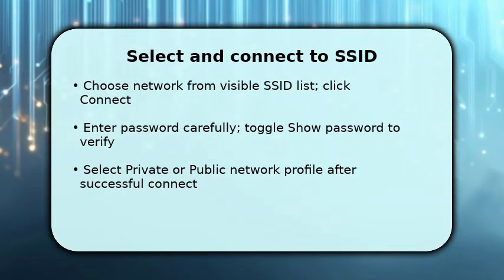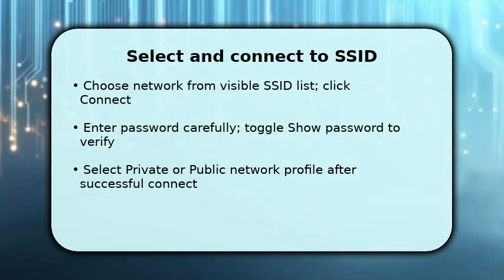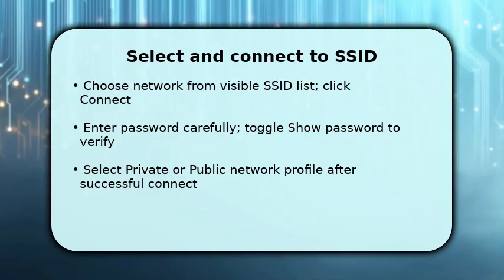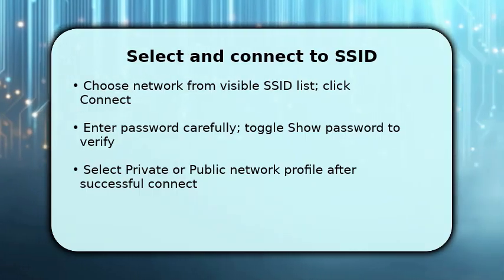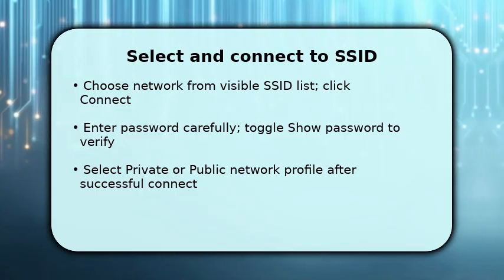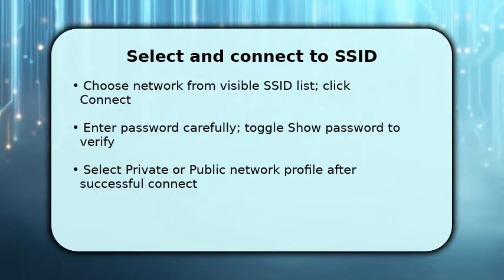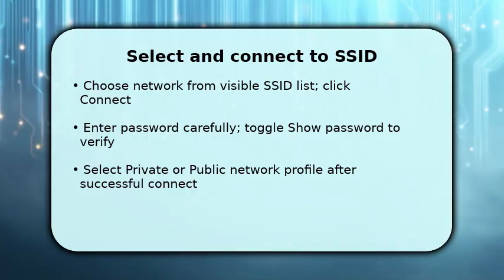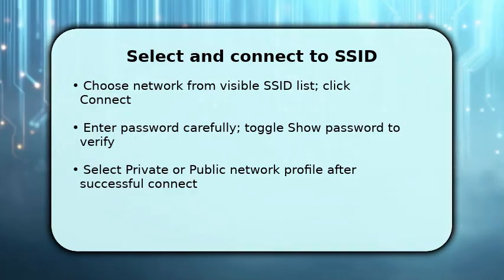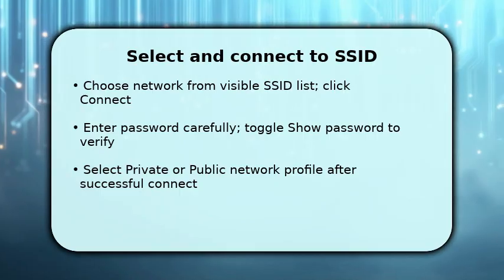You'll now pick the correct SSID and initiate the link. From Quick Settings, expand Wi-Fi, scan the visible SSID list, and click the network name you want. Click Connect and enter the network password. Make sure to toggle Show Password to confirm characters if needed, since one wrong character blocks access.